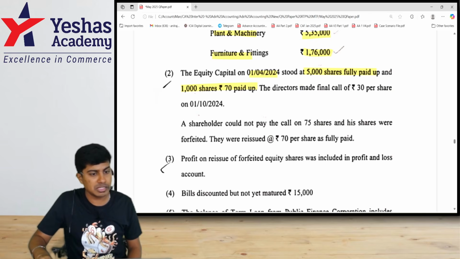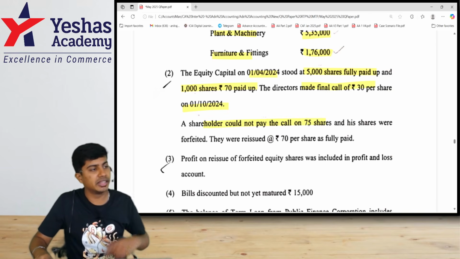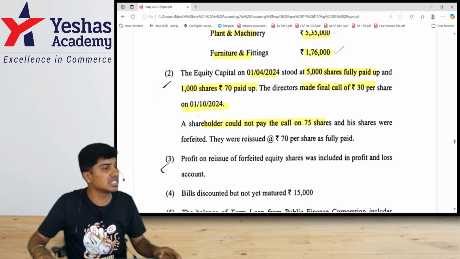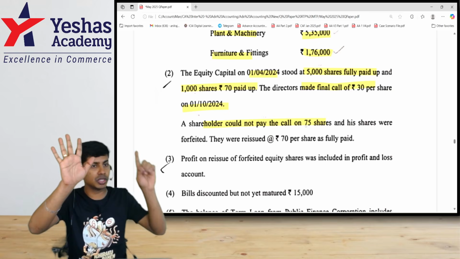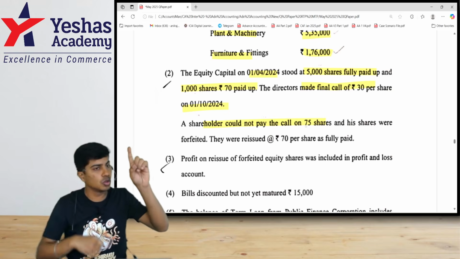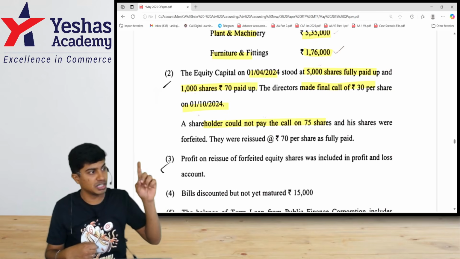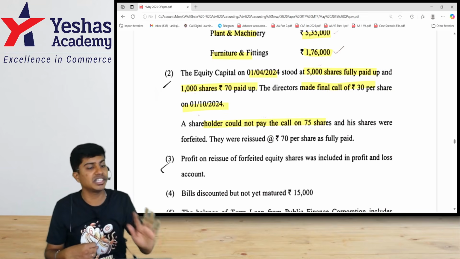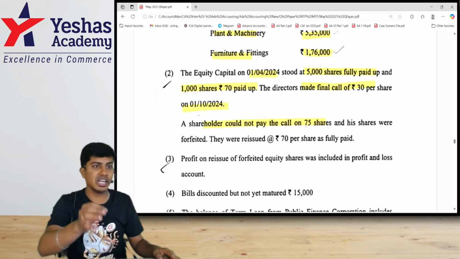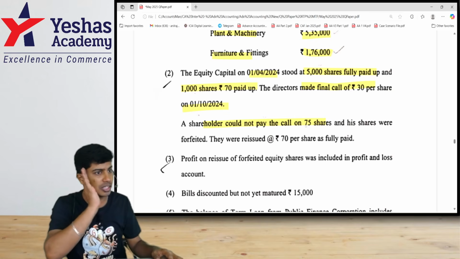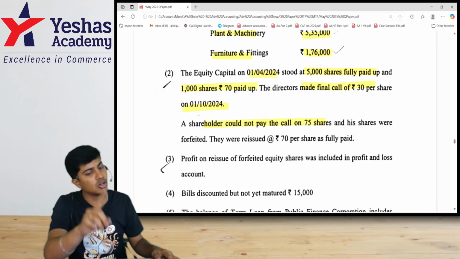During the year, company has made call of rupees 30 on 1st of October and one shareholder could not pay, and that shareholder was holding 75 shares. There is calls in arrears. 5,000 shares were fully paid up, 1,000 shares were partly paid up. Those 1,000 shares you made further call. In that further call, one shareholder holding 75 shares did not pay. 925 shares whoever is holding, they paid that 30 rupees properly. Only one person holding 75 shares did not pay the money.